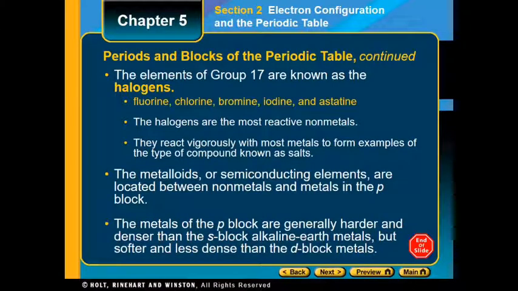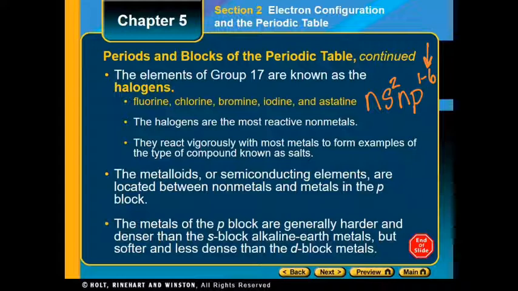Now, since we are looking at the P block, we're going to look at the generic configuration for N. It is NS2, NP, some number 1 through 6. So again, N represents your energy level. Notice the S sublevel is already filled with 2 electrons. So S does fill up before you ever get to P. And then in P, it's set up anywhere between 1 and 6 electrons because there are 6 groups within the P block.